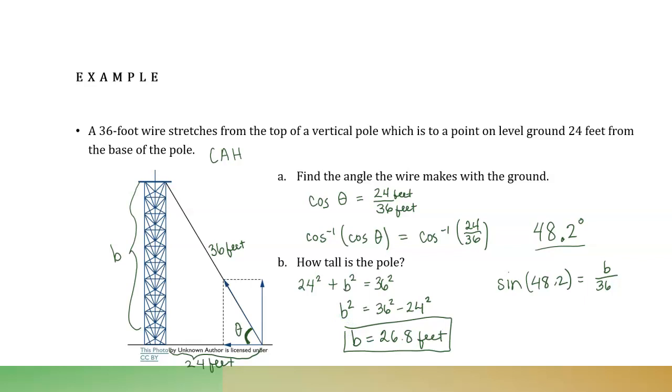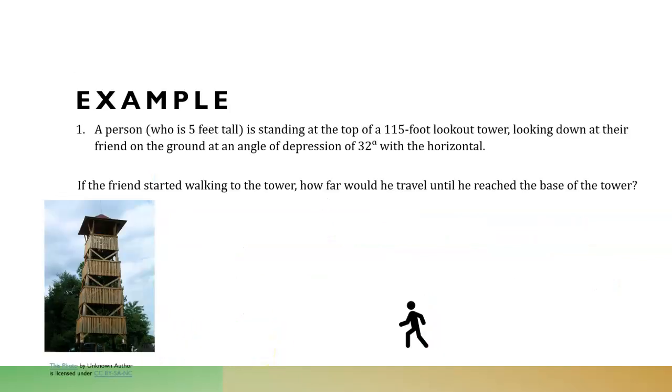Really, the hard part of these problems is drawing the picture and understanding where things are. Because this was an angle of elevation, my horizontal was going to be along the ground. Now this is an angle of depression problem. I have a person who's 5 feet tall standing on top of a 115-foot lookout tower. So I'm going to say that that makes 120 feet for my tower. I look down at my friend on the ground with an angle of depression of 32.